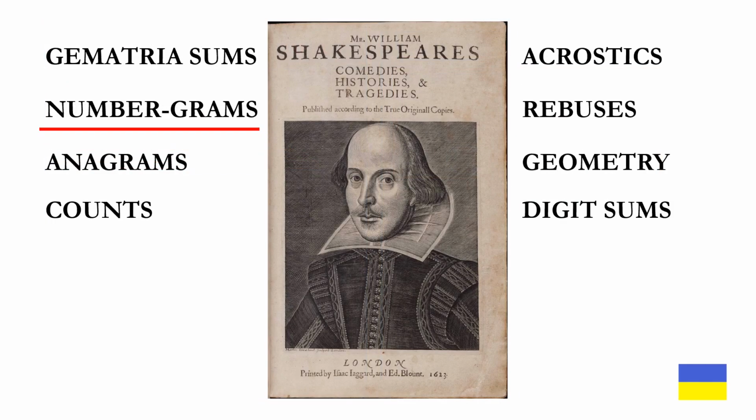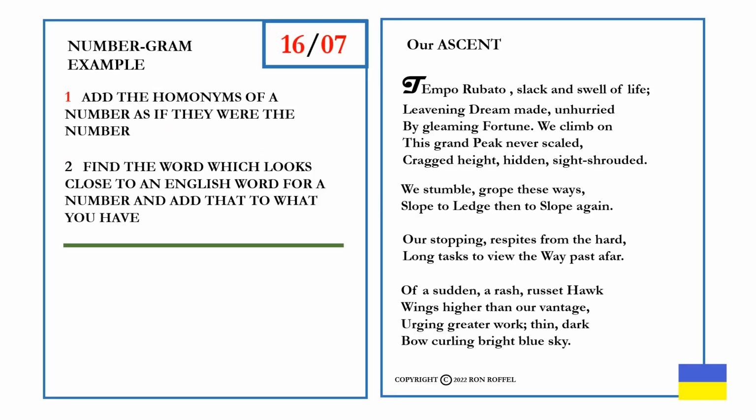Next we go to numbergrams. Step 1, we add the homonyms of a number in my poem as if they were the number. Step 2 is you find the word which looks close to an English word for a number and add that to what you have. In 5 seconds, I'm going to give viewers the solution. 5, 4, 3, 2, 1. The word on only needs a letter E to become the word one. And we have 3 2s in the poem. Simple as that.